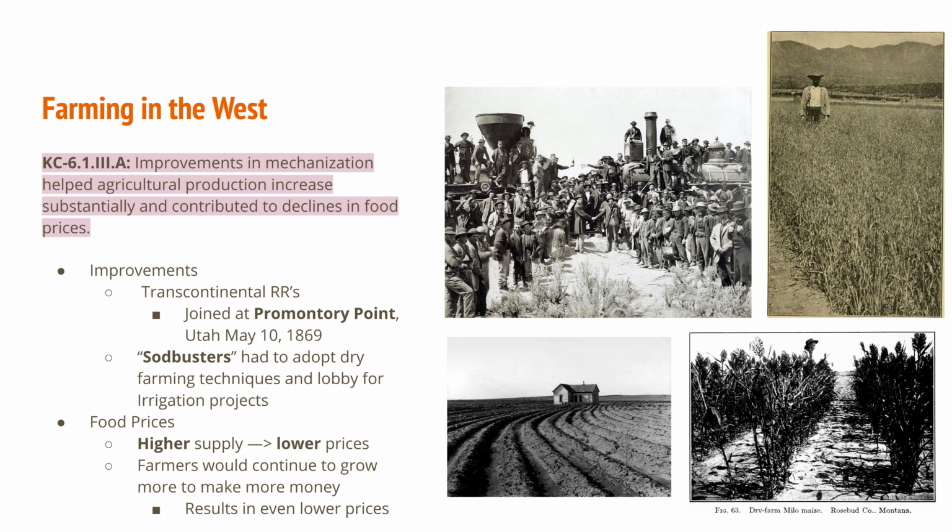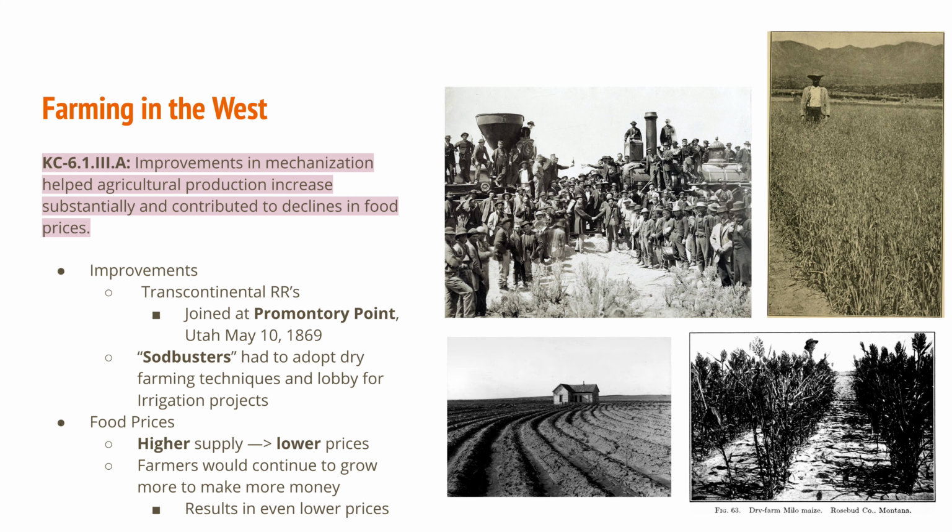So, farming in the West. There are improvements in mechanization, helping agricultural production increase substantially, and it contributes to declines in food prices. So, the improvements, again, are the transcontinental railroads that are connecting all the different parts of the United States.